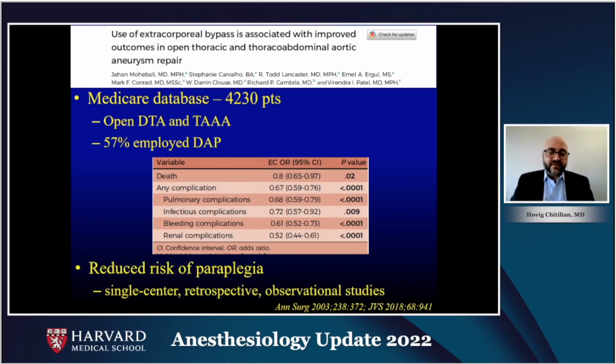There have furthermore been other single-center retrospective observational studies that have shown a reduced risk of paraplegia or cord injury with the use of distal aortic perfusion for these cases.